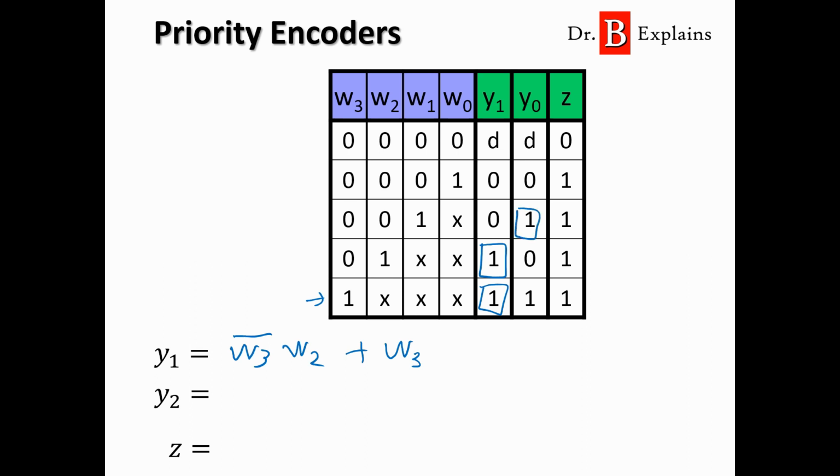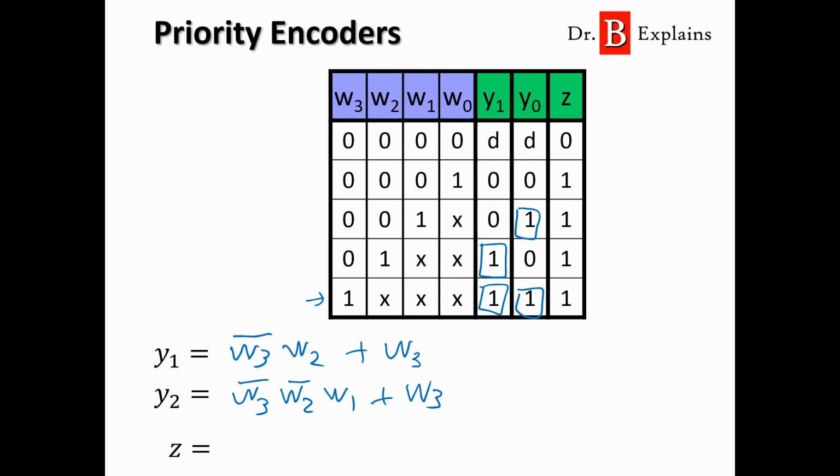So what about the Y0? Y0, we're just going to look at this one. So in that case, we have W3 has to be a 0, W2 has to be a 0, and then W1, right? Also, in this case, plus W3. So that's how we can design. That's a short way of doing it without having to look at all the table.